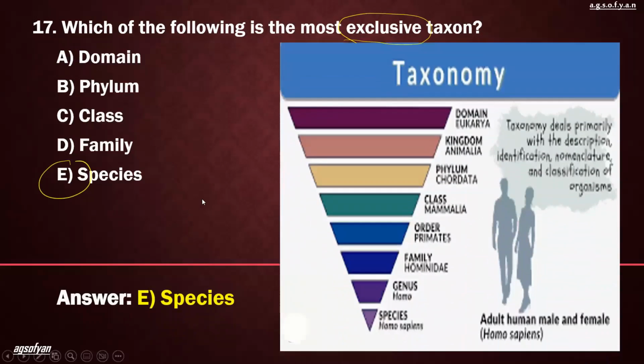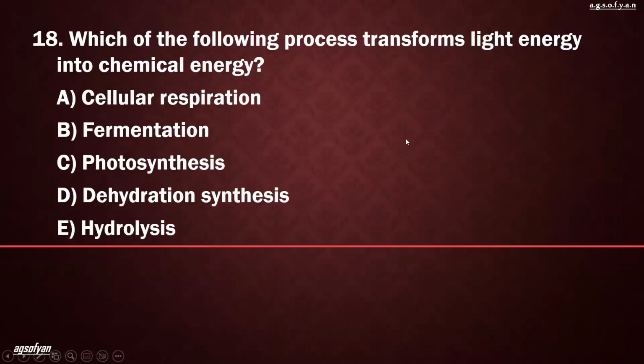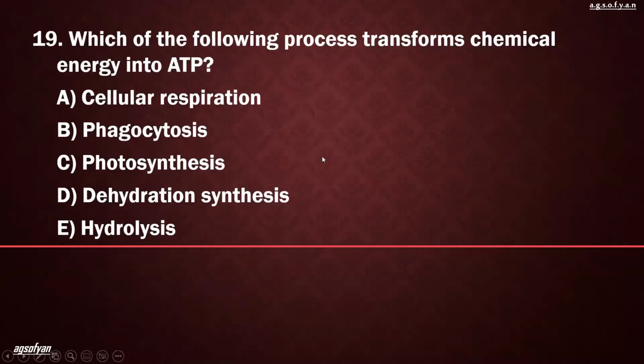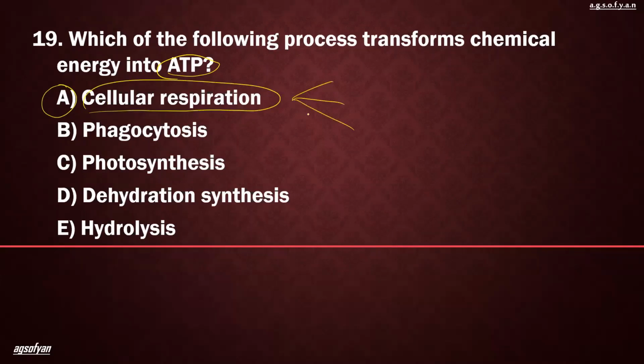Next one. Which of the following processes transforms light energy into chemical energy? Photosynthesis. Yes, so you already get this one, I believe. Are you ready for this one? Which of the following processes transforms chemical energy into ATP? What is the name of the process? Cellular respiration. Make sure you know the name of the process for making ATP is cellular respiration. How many steps? There are 4 steps, right? Yes. Glycolysis is in the cytoplasm.